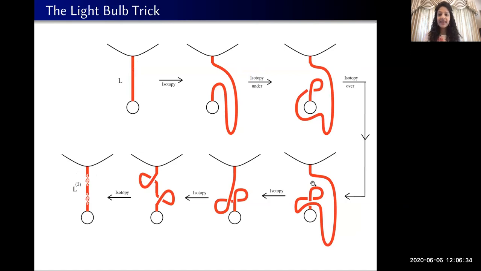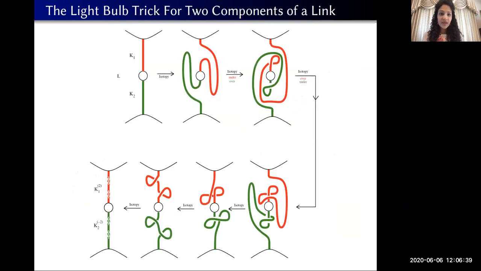Okay, and in the second case, where the non-separating two sphere is intersected twice by the framed link, we have the following diagram. So we have the following light bulb trick where we have K1 and K2. There are two components of the framed link L which intersect the non-separating two sphere once each, and then this sequence of ambient isotopies gives us this figure on the bottom left. And the key thing to note is that the framing of K1 is changed by +2, but the framing of the second component is changed by -2.